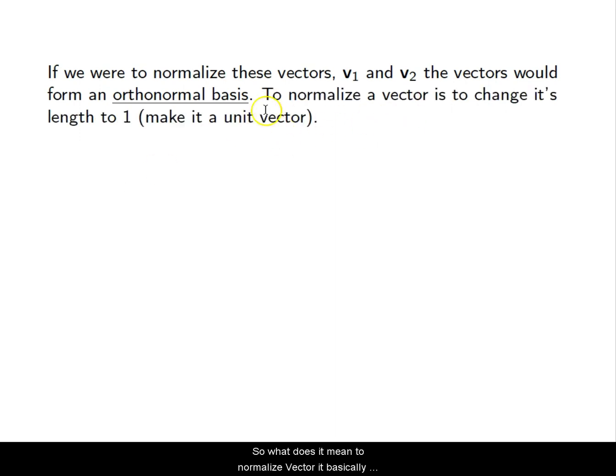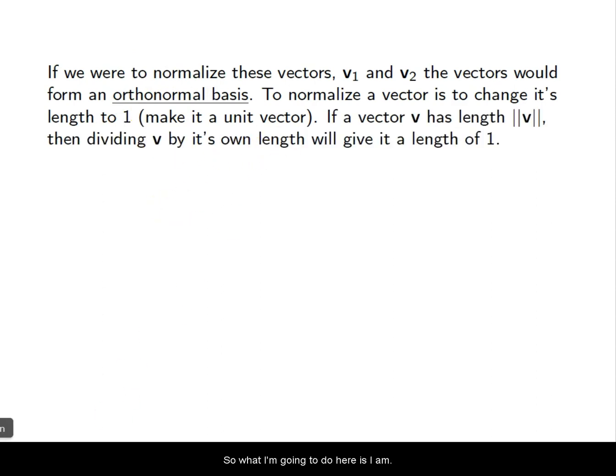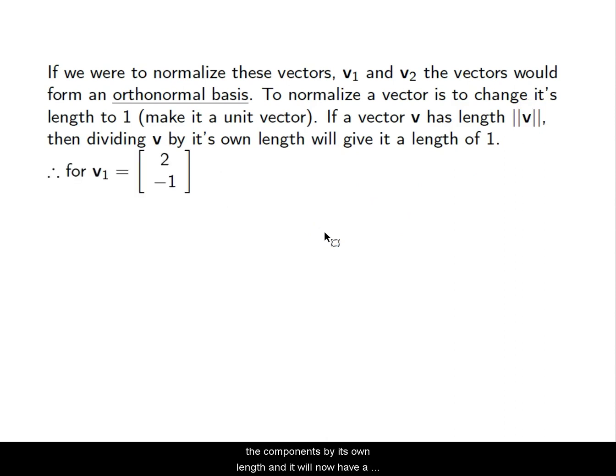Okay, so what does it mean to normalize a vector? Well, it basically means that the norm will be equal to 1. It makes it a unit vector. Okay, so what I'm going to do here is I am going to take this vector. A vector has a length, norm of v. So if I divide a vector by its original length, it now has a length of 1, right? 2 divided by 2 is 1. So whatever the length of the vector v is already, I just divide each of the components by its own length, and it will now have a new length of 1.